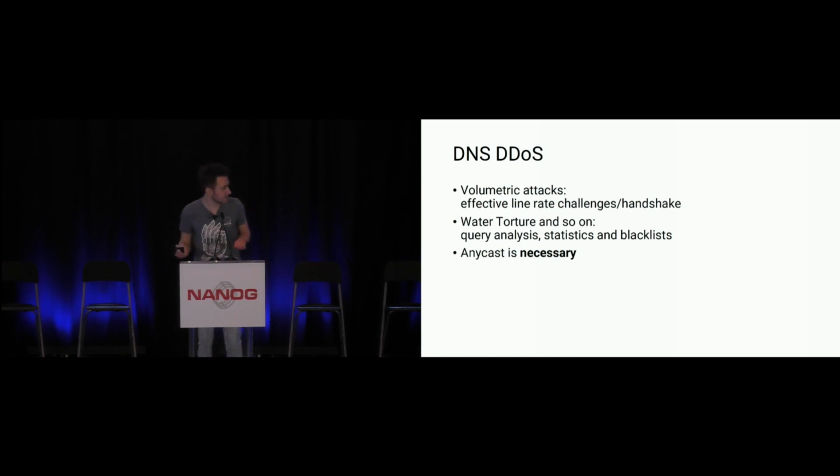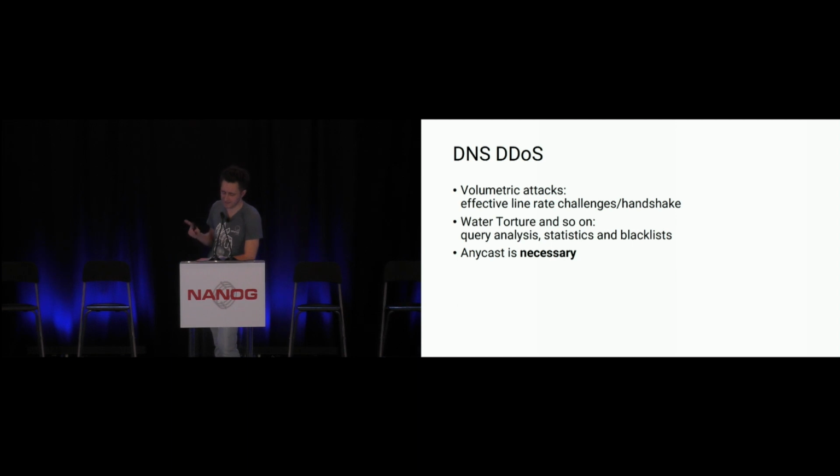First, DNS is, once again, UDP-based by design. So it's more exposed to volumetric attacks like amplification and so on. You need to use some kind of effective line rate challenges or handshakes to verify the source IP address of queries, not to respond to spoofed traffic. For high-level attacks like water torture, you need some kind of analysis, statistics, and blacklists. And again, blacklists are ineffective without those challenges, as DNS traffic can easily be spoofed.